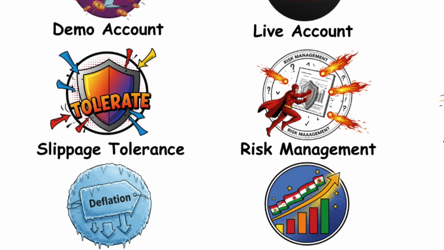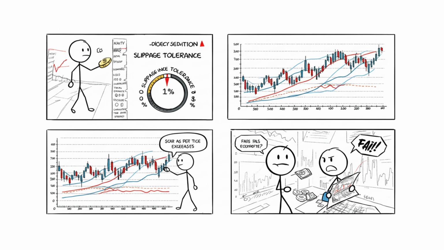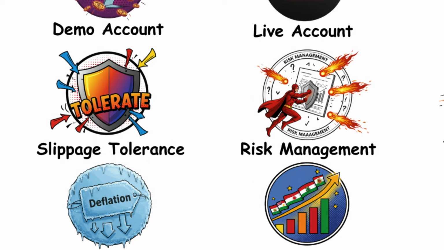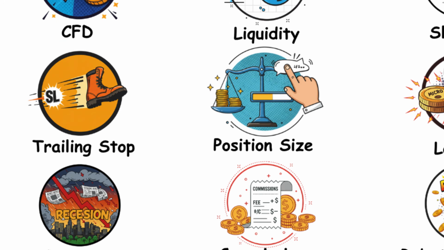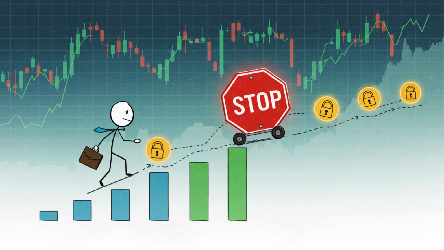Slippage tolerance, the maximum price difference you're willing to accept when executing a trade. Common in volatile markets. Risk management, a set of strategies to control risk exposure, including stop losses, position sizing, and risk-reward ratios. Trailing stop, a dynamic stop loss that moves with price in your favor. It locks in profit as the market moves.